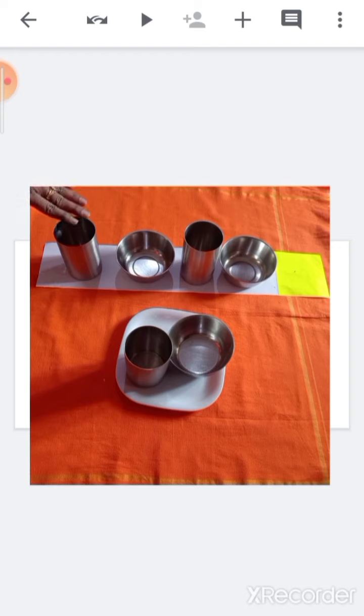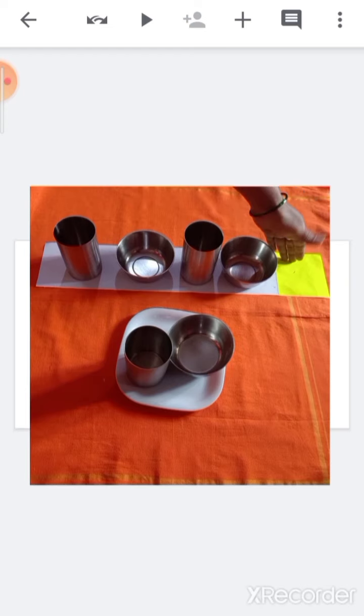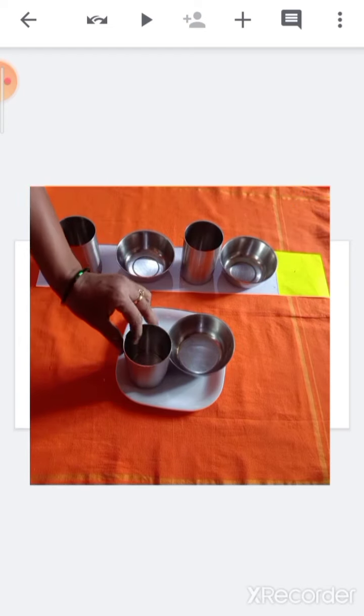Children, this is a glass. What is there after glass? A bowl. What is there after bowl? A glass. What is there after glass? A bowl. So what will be there after a bowl? A glass or a bowl? A glass.